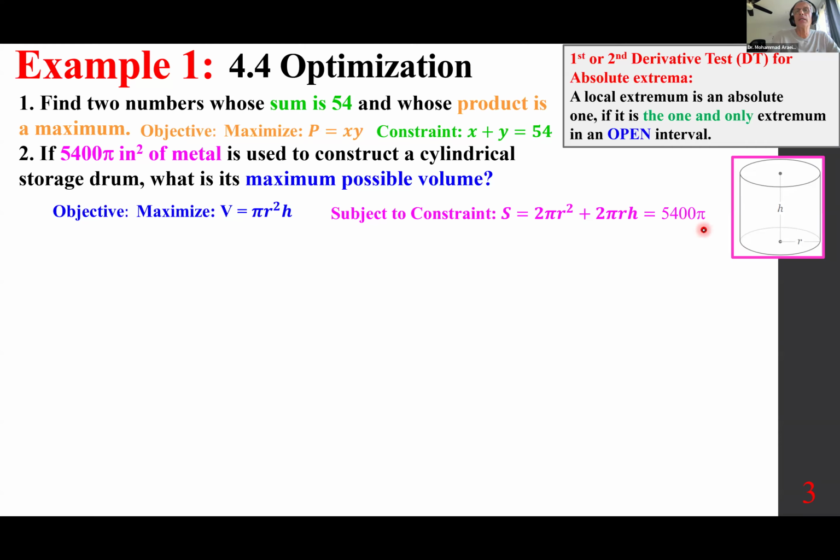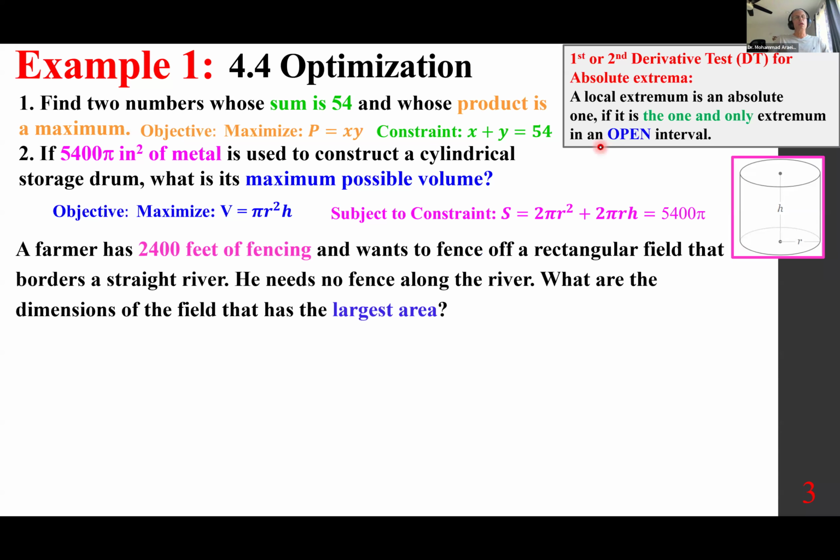And you apply the first or second derivative test for absolute extrema in the following manner. A local extremum is an absolute one if it's the one and only extremum in an open interval. So a farmer has 2,400 feet of fencing and wants to fence a rectangular field that borders a straight river. He needs no fence along the river. What are the dimensions of the field that has the largest area?